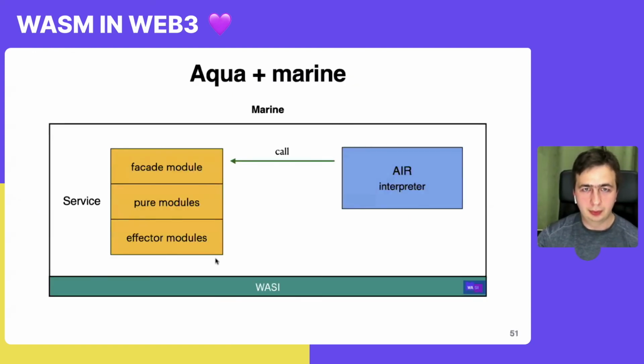And from a Marine point of view, the interpreter is just a module, just a service that consists of one module, but with a special host closure. This host closure is something special because it allows the interpreter to call different services, because services themselves can't call other services. They can communicate only through the modules that form the service.